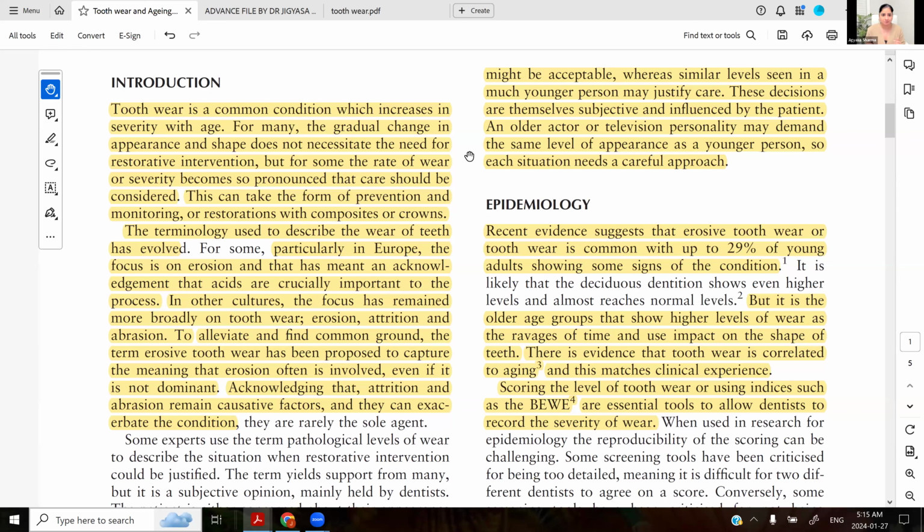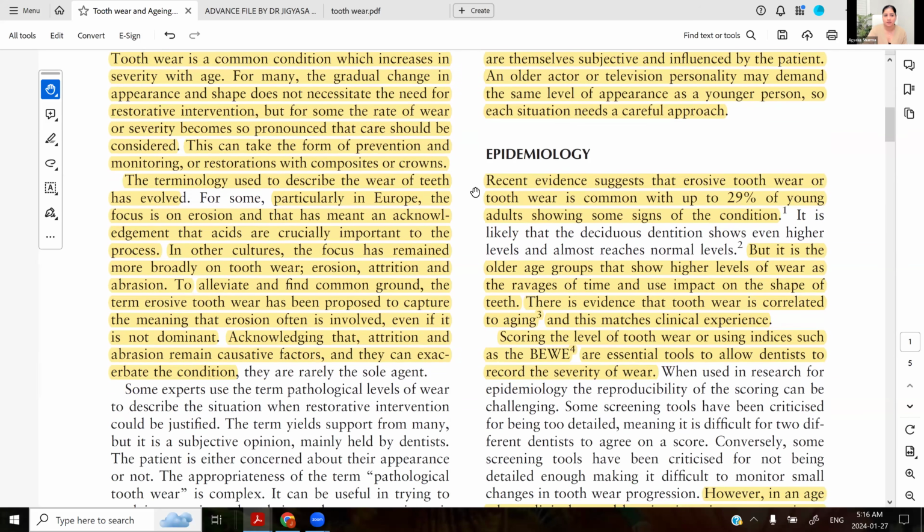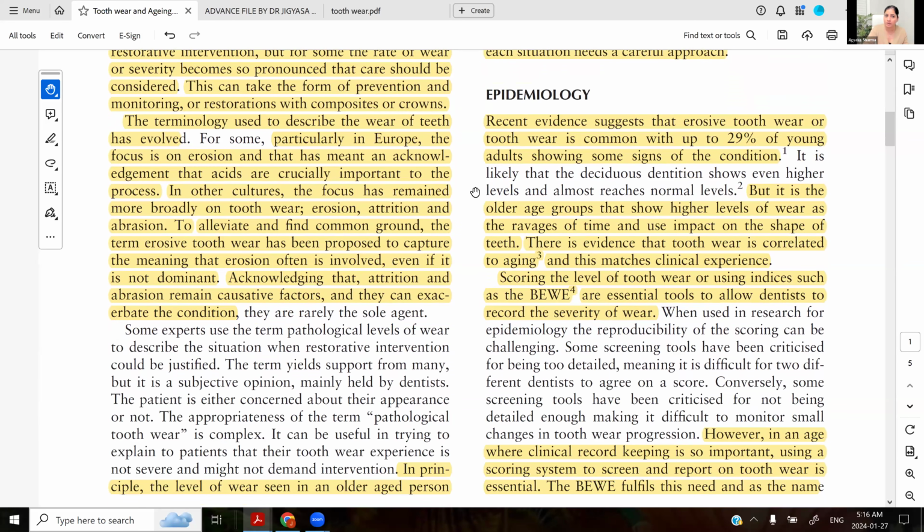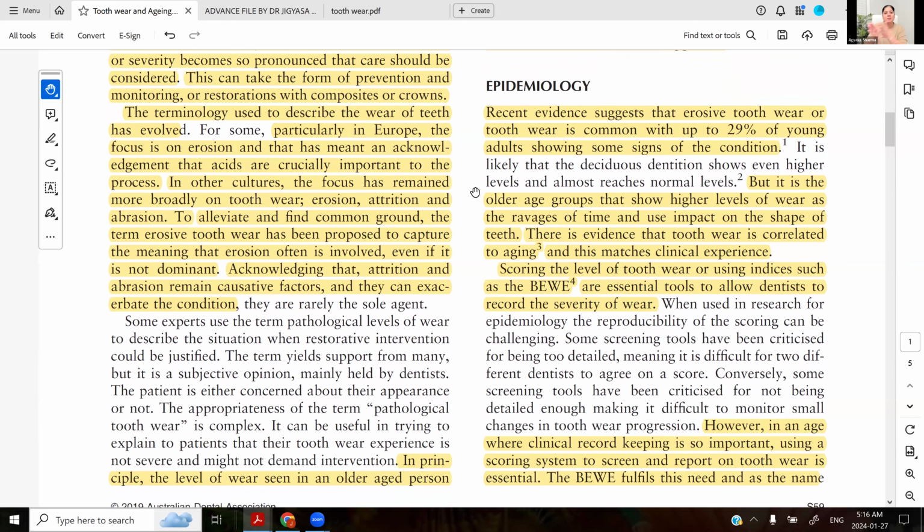So for many, the gradual change in appearance and shape does not necessitate the need for restorative intervention, but for some, the rate of wear or severity becomes so pronounced that care should be considered. This can take the form of prevention and monitoring, and then restorations with either composites or crowns. So again, two stages: prevention and monitoring of the cause, right? You will prevent by strengthening the tooth, addressing the etiological factors, monitor whether the wear is progressing at the same rate or not, and then restoration when needed with either composites or crowns, right?